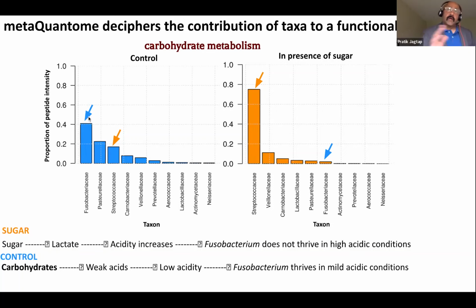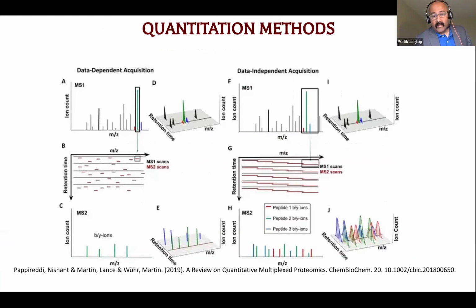So there are these questions that can be addressed. You can also ask a question such as, if I have a particular taxonomic unit, what are the different functions that are expressed by the taxonomic unit in two different conditions? I won't be showing that example, but that's something that Metaquantome helps you do.